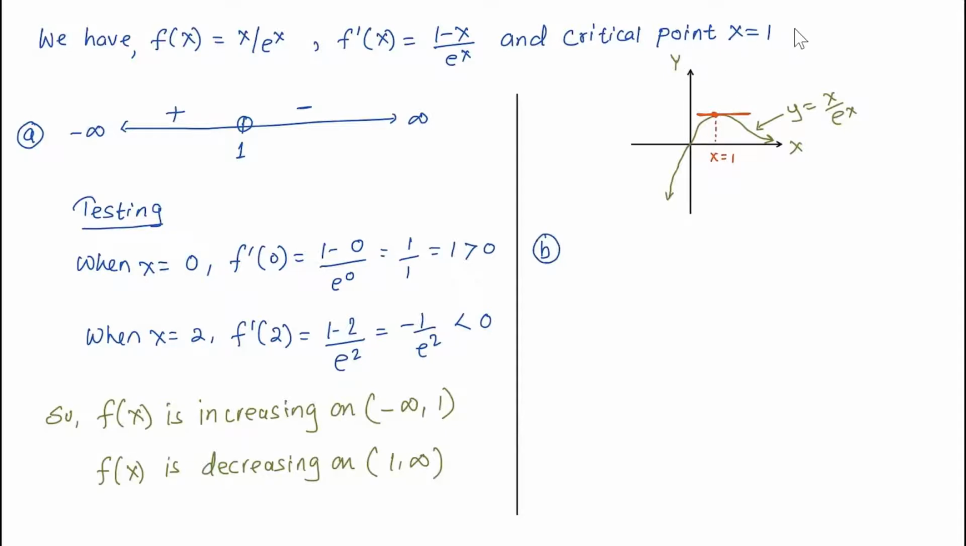And our critical point is x equal to 1. That means at x equal to 1, the tangent line is horizontal, or the first derivative is 0. Or if you look at this line here, you can see at x equal to 1, the derivative is 0. So that is where you have the horizontal tangent line. So we can say the tangent line is horizontal at x equal to 1. So that is the end of this example.